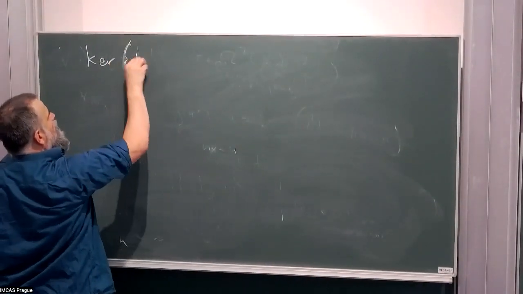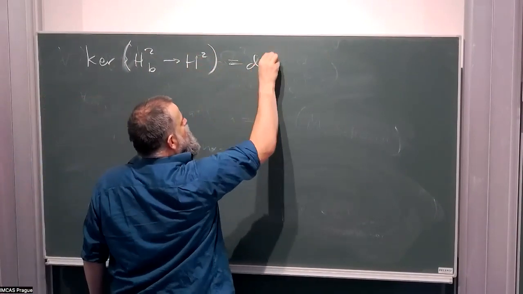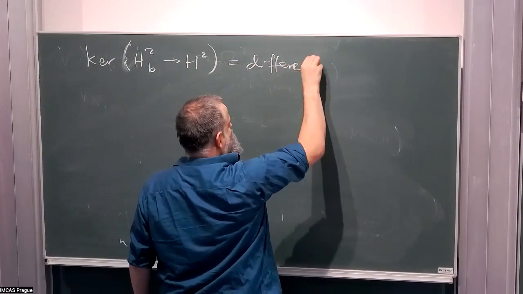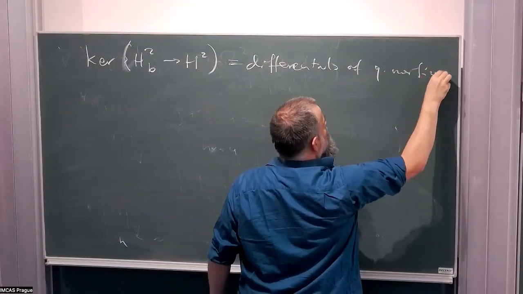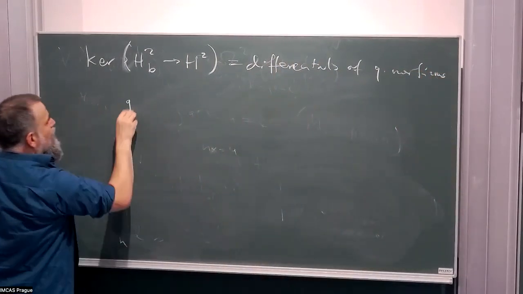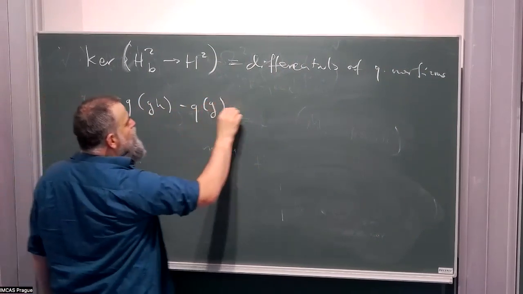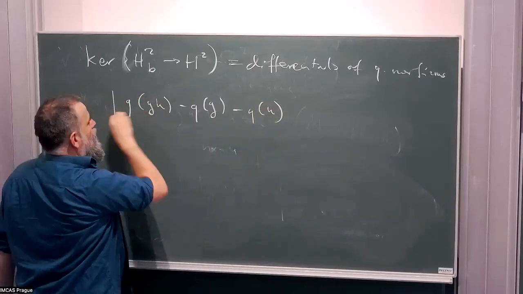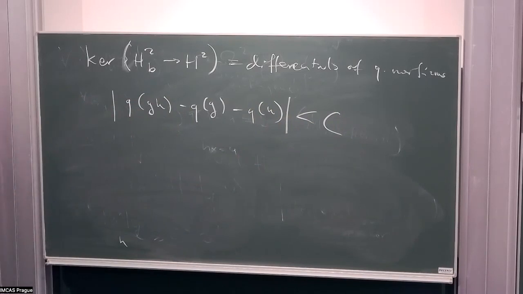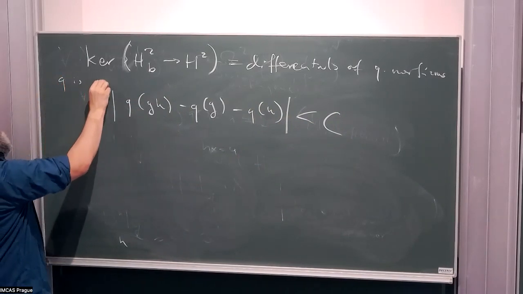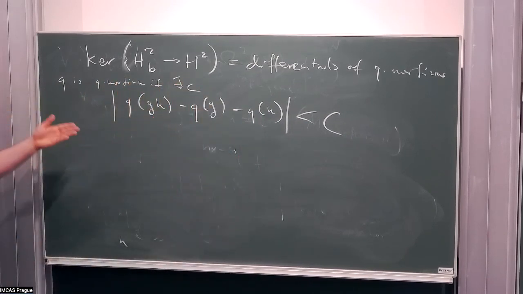The kernel of the map from H2 bounded into H2 are differentials of quasimorphisms. A quasimorphism is a map such that Q of GH minus Q of G minus Q of H is uniformly bounded. Here is the quasimorphism, if there exists a C with this property.